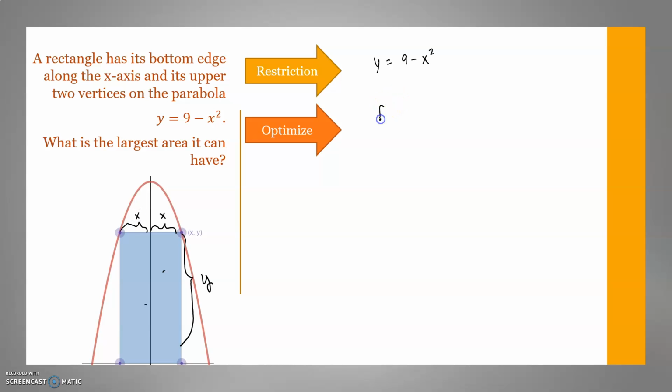So remember, we like to write the optimization equation as an f of x equation, just to remind ourselves that that's what we'll be doing calculus on. And the area of the rectangle would be 2x times y. It should bother you that you have an x and a y in an f of x equation, but it's okay because your restriction is going to get rid of the y. So we have 2x times 9 minus x squared.